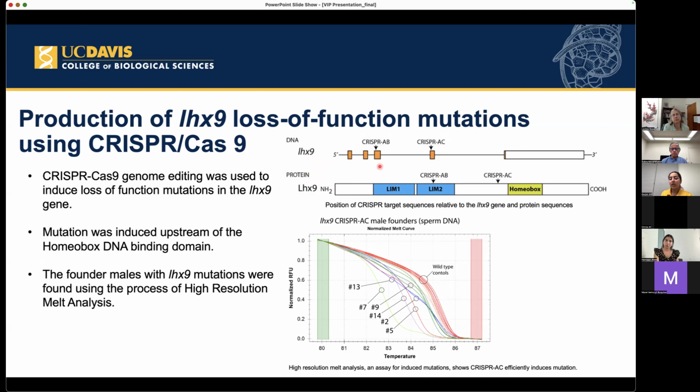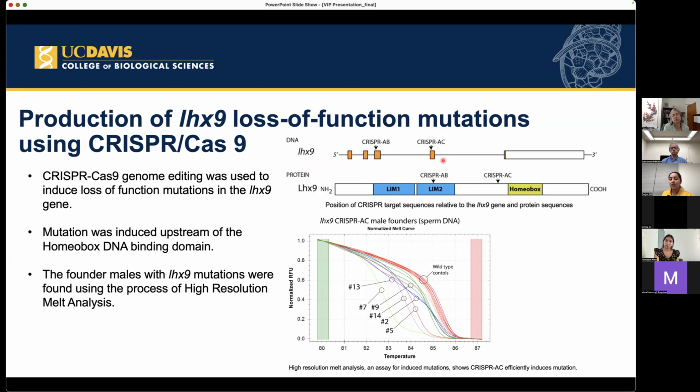So if there is a mutation in the CRISPR-AB, a double-stranded DNA break over here would result in mutation in the LIM binding domain of the gene, which means that the protein is going to function normally up until this point, and then there's going to be a mutation that's also going to affect the homeobox.